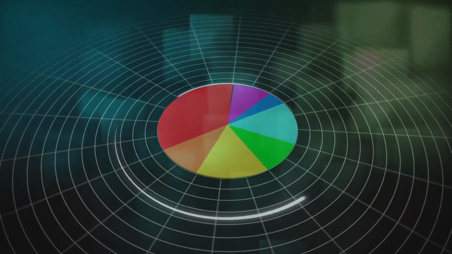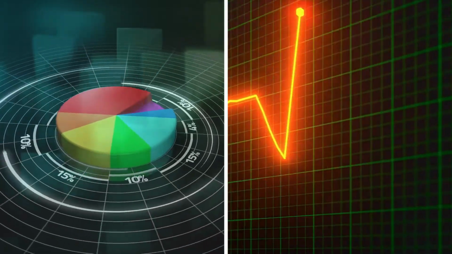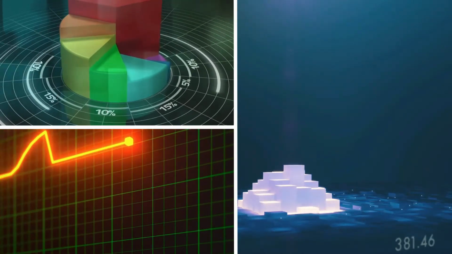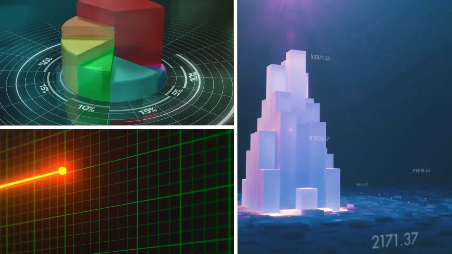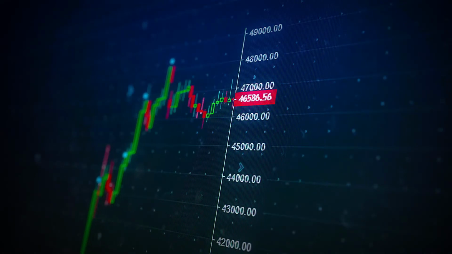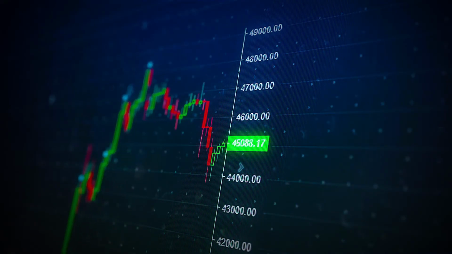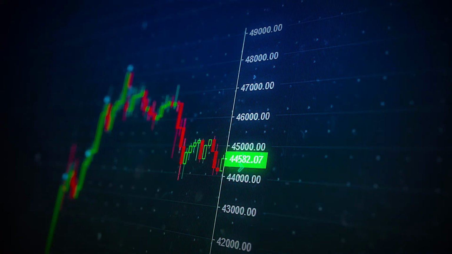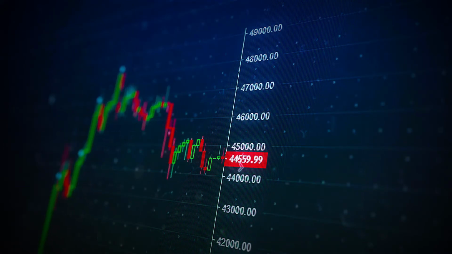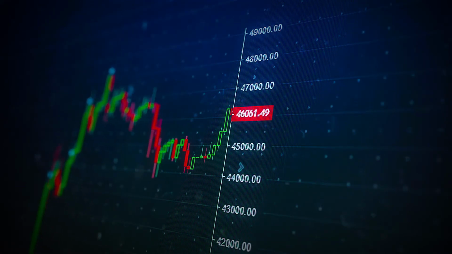Pie charts, line charts, bar charts. I'm sure all of these look and sound familiar. But what about this chart? No? Not ringing any bells? I wonder why they don't teach this chart in schools. Is it because it's too complicated?